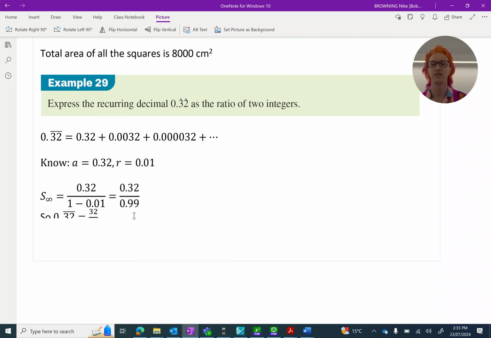Chucking that in, we get 0.32 over 1 minus 0.01. So 0.32 recurring equals 32 over 99. So our ratio of two integers is 32 and 99.